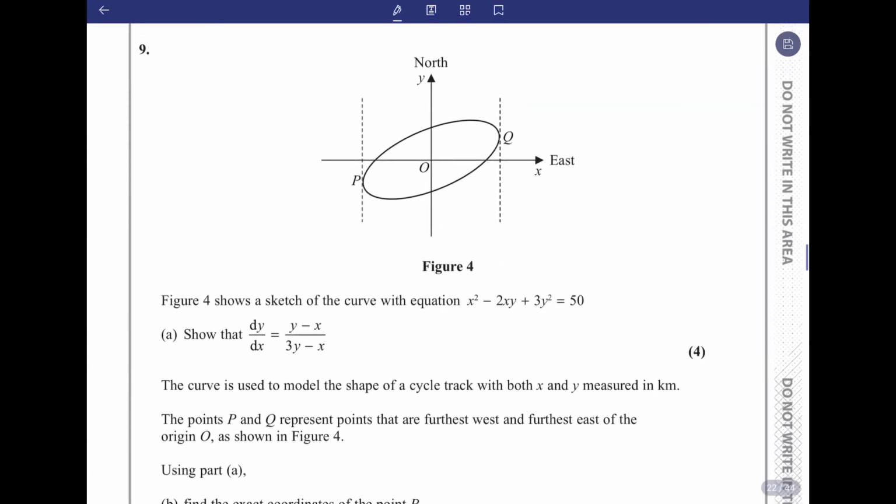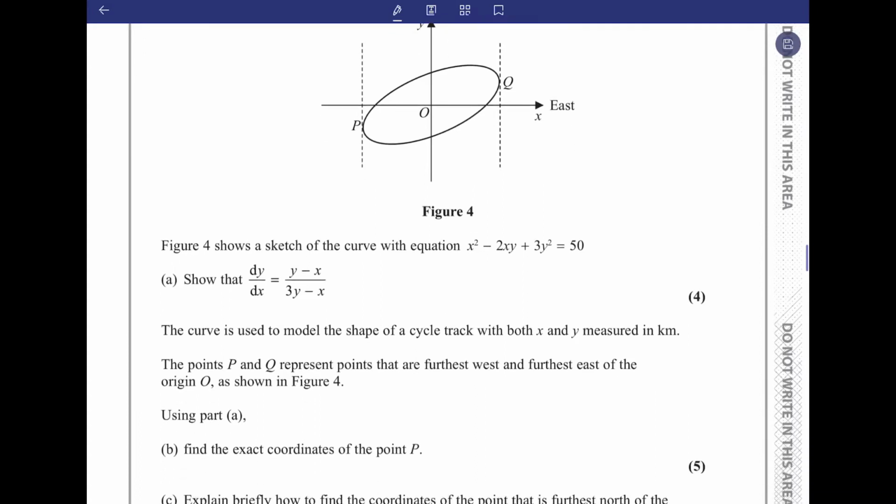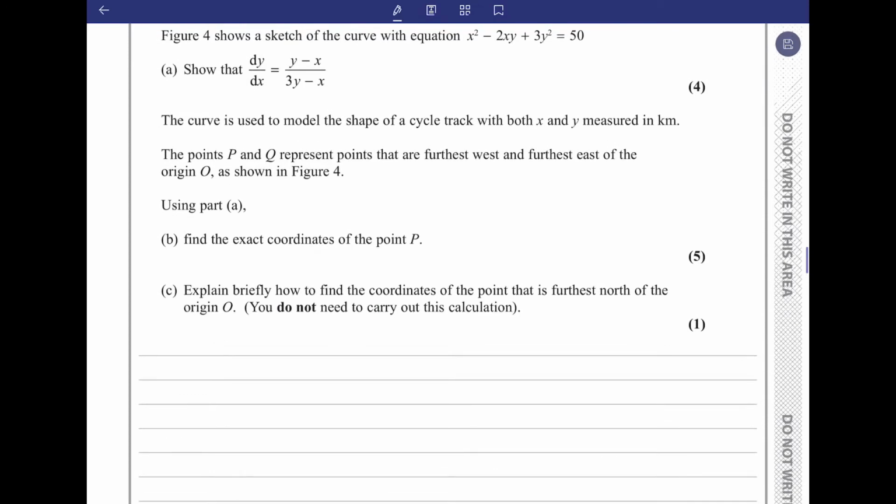So right, let's move on to question 9, and we have a sketch of a curve which involves both x and y. It's not just a y equals function. And when we've got a curve with an equation like this, it's probable that we're going to have to use some implicit differentiation. And we're asked to find the derivative, so let's go ahead and do that. So we have the equation x squared minus 2xy plus 3y squared equals 50.